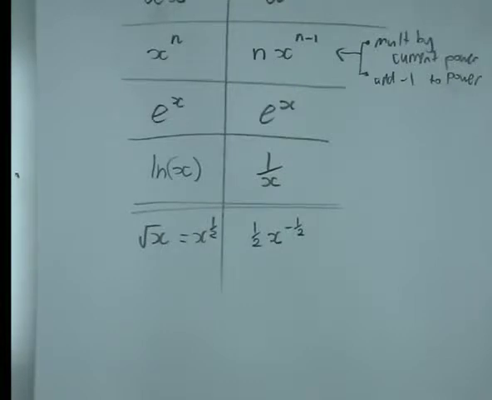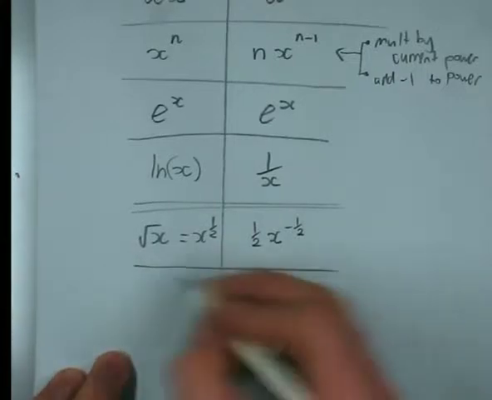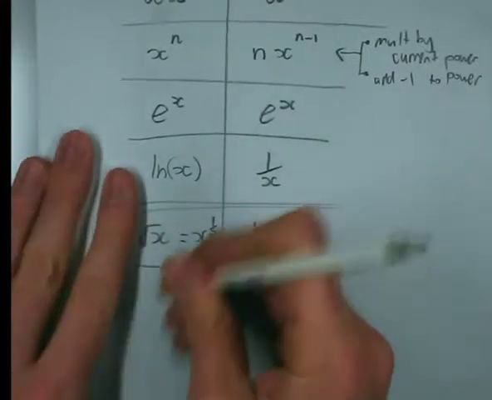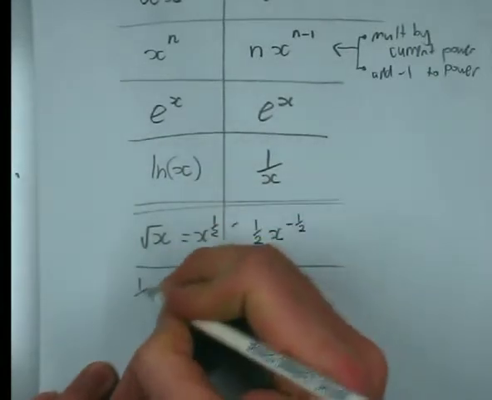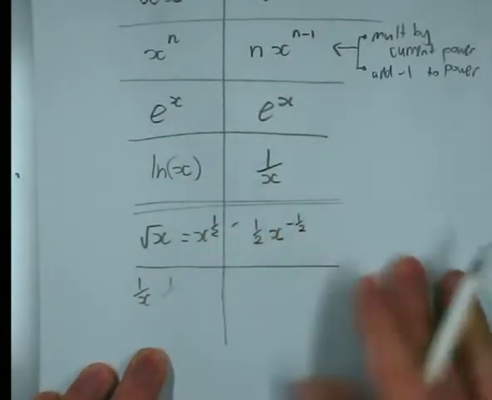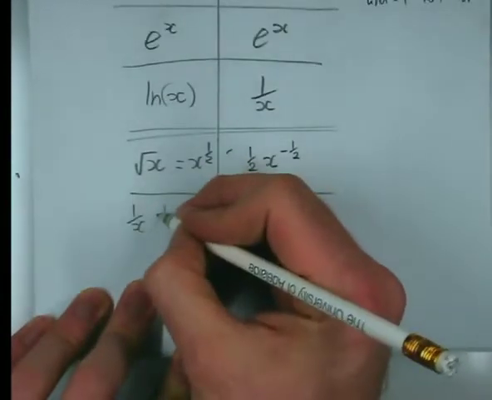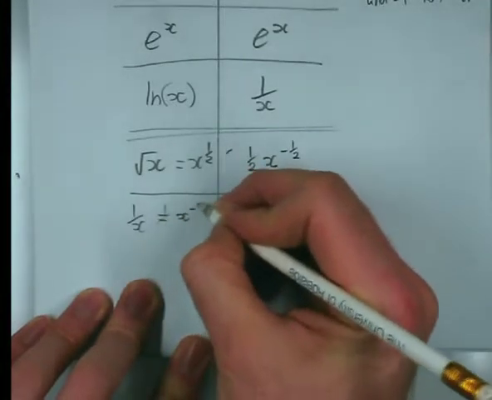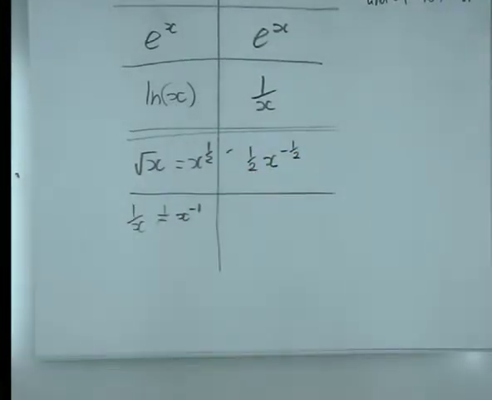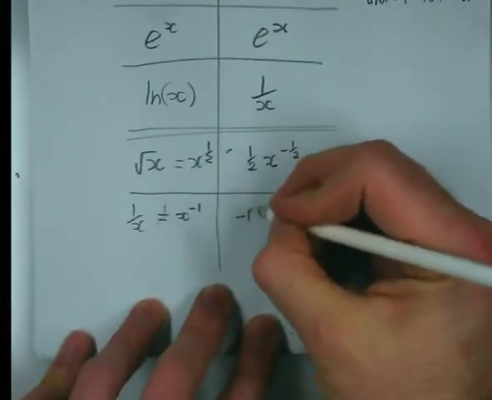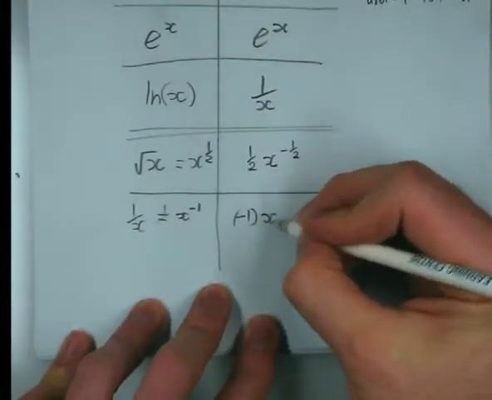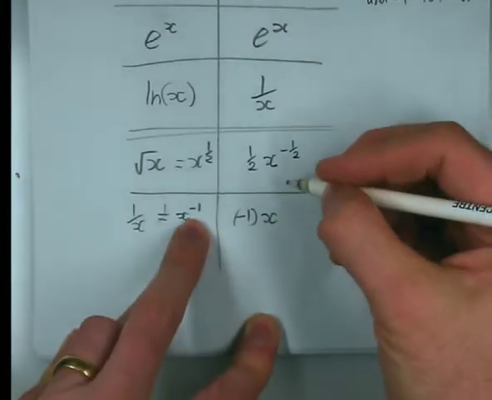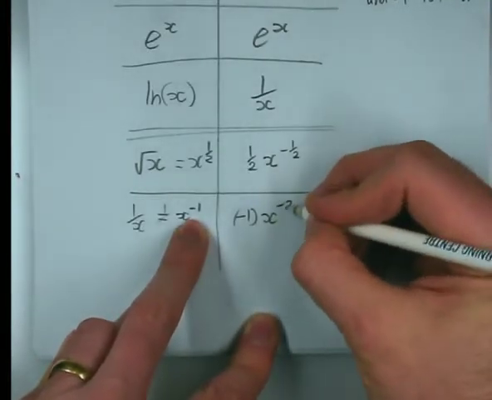Okay, so most things can be interpreted as powers. If you put a 1 on x in this side here, the rule is that you rewrite that as a power. 1 on x is the same as x to the power of minus 1. And then you can go multiply by current power, and it'll be x to the power of, and then we'll reduce the power by 1. So minus 1 minus another 1 will be minus 2.